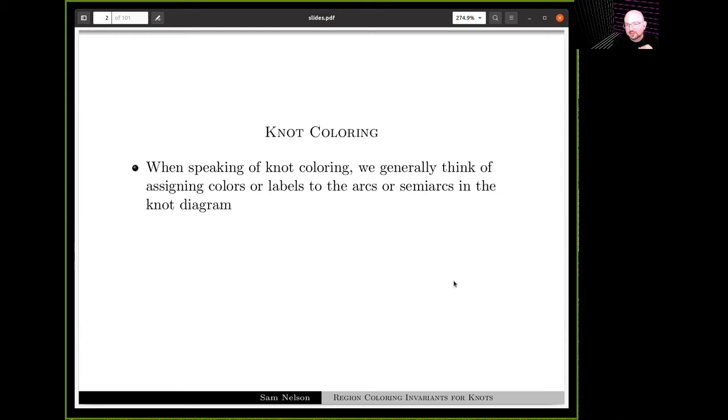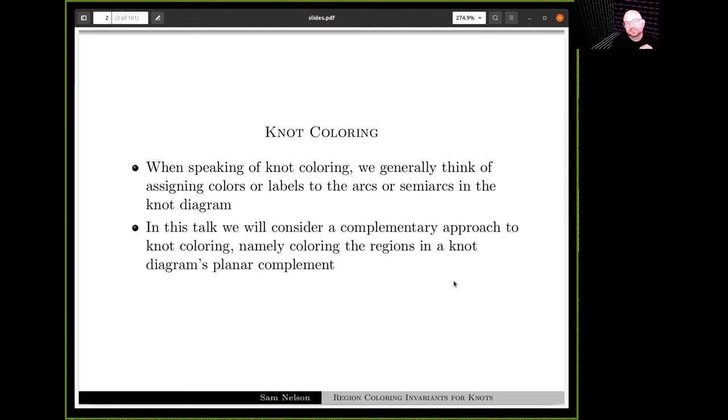When thinking of knot coloring, most of us initially encounter knot coloring in the form of Fox coloring, and maybe generalize that a little bit to the case of quandle coloring, where we are assigning colors or labels to the arcs or to the semi-arcs in a knot diagram. So for this talk, we're going instead to consider colorings where we're not coloring the arcs or the semi-arcs in the diagram, but instead we're coloring the regions in the diagram's planar complement.